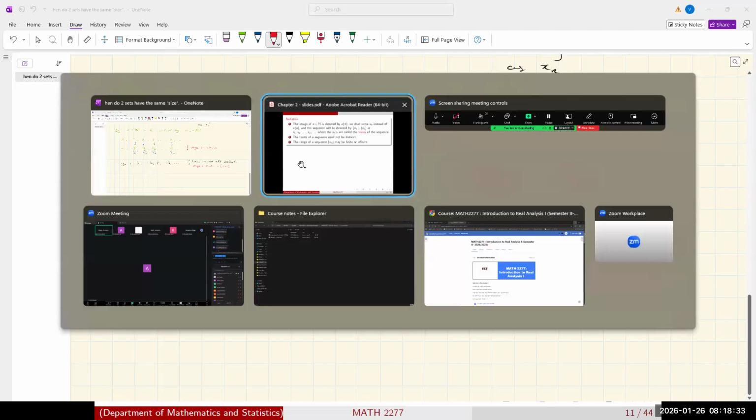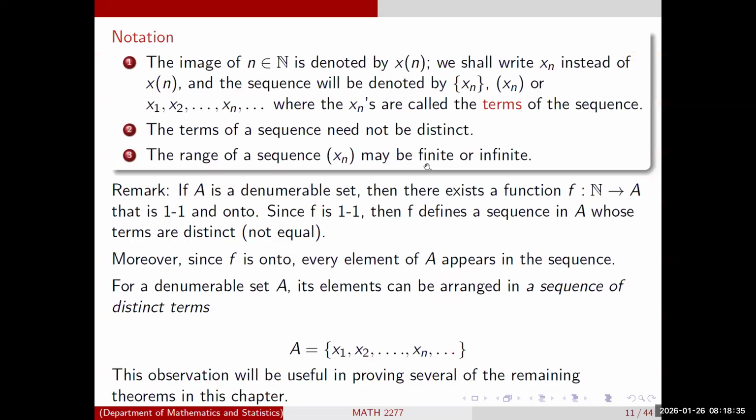Okay, so they're saying that the sequence, the range, may be finite or infinite. You'll read through this. This is where they're saying that for a denumerable set A, its elements can be arranged in a sequence of distinct terms. So if you have a set that has a bijection between the natural numbers and itself, then what you could do is list all the elements in that set in this way.